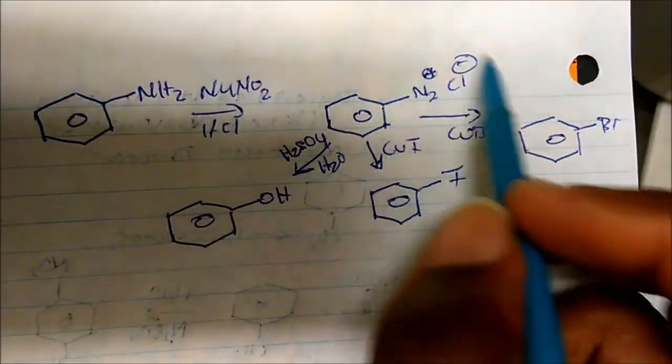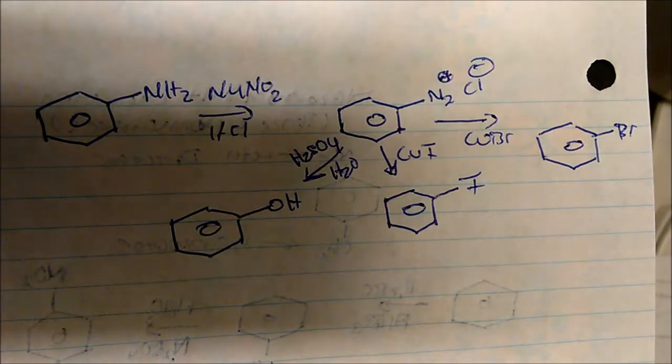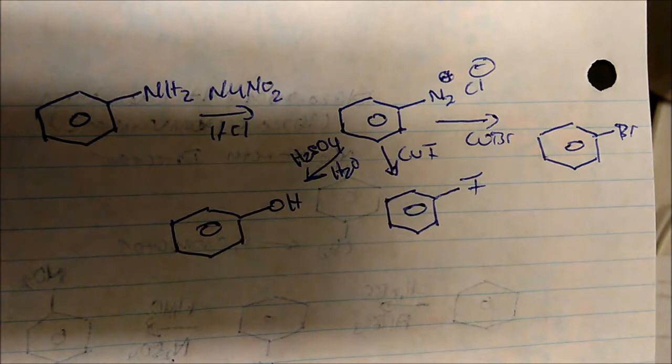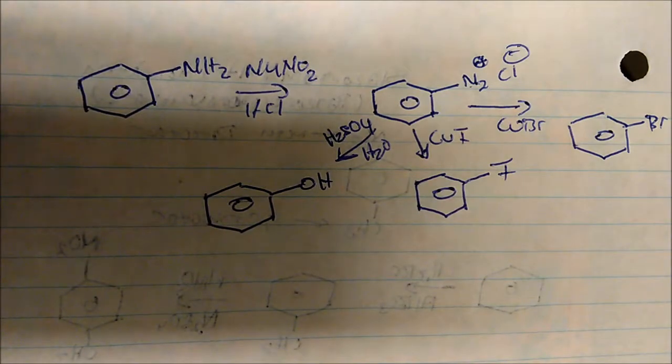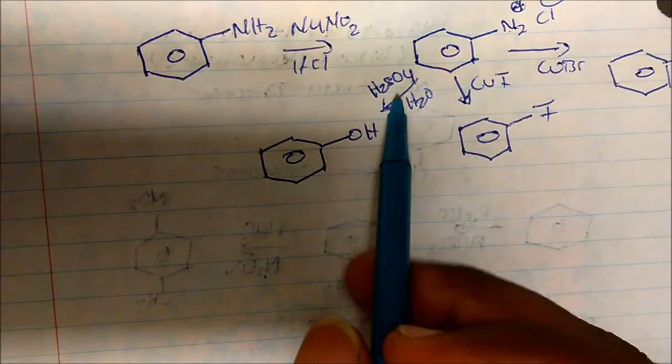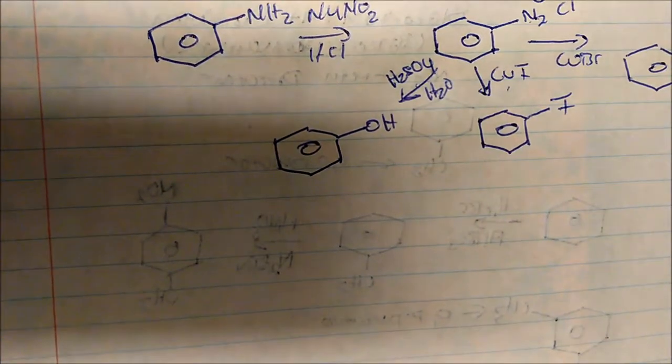And by the way, diazonium salts are very unstable. That's why we typically don't isolate these, because they're very unstable. It's because of this nitrogen compound here. So we talked about H2SO4, cuprous iodide, cuprous bromide.